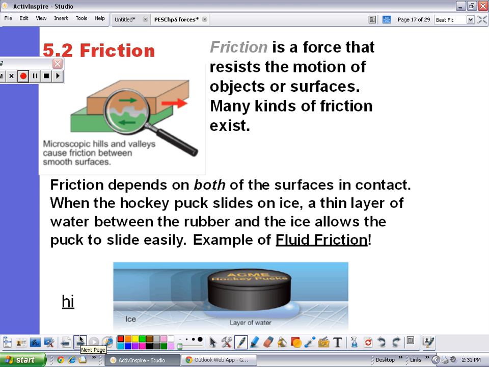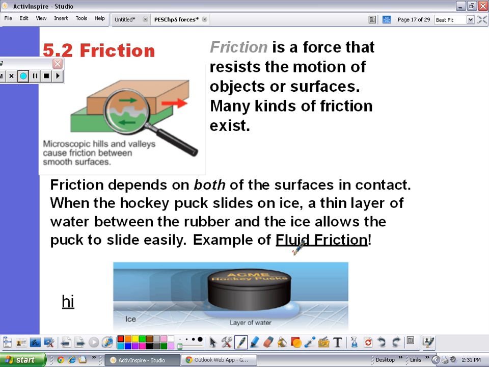Friction is another type of force, and this is the force that resists the motion of objects or surfaces. There's many kinds of friction that exist, and we're going to hit on some of those throughout these examples. So friction depends on both the surfaces in contact. Here is an example of fluid friction. When a hockey puck slides on ice, the thin layer of water between the rubber and the ice allows the puck to slide easily.